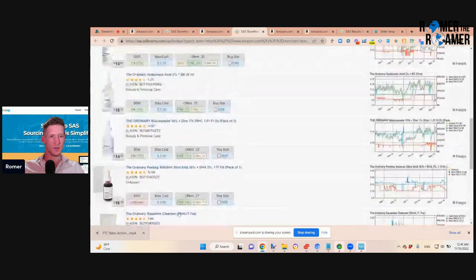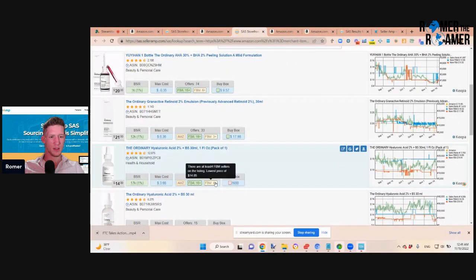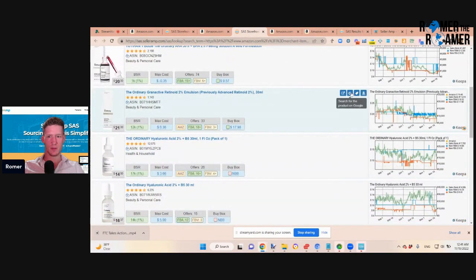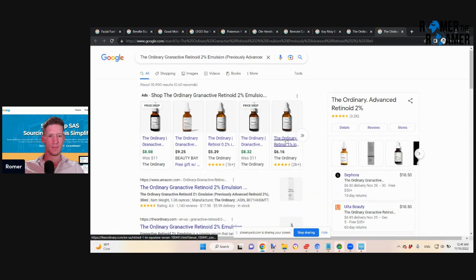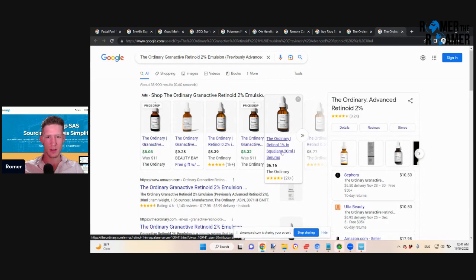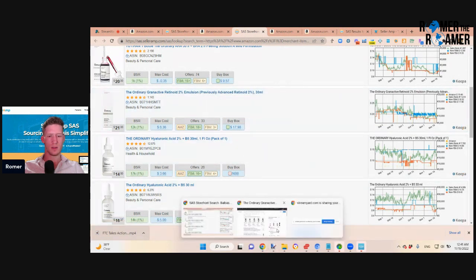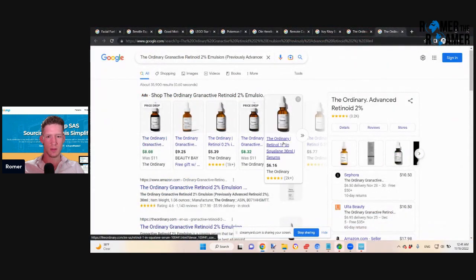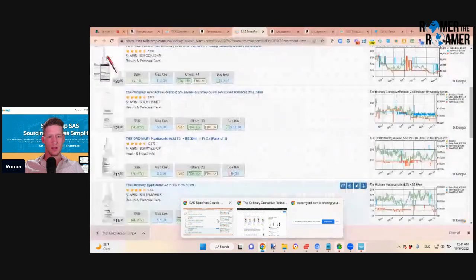This is the same one as before. Let's look at the best shot we have. Let's see if we can find this for $6. I doubt it, but maybe. 8. That's right above. Here's one for 6. Retinol. 2%. 30. What was this one? 1%. All right, let's look at some clothing.